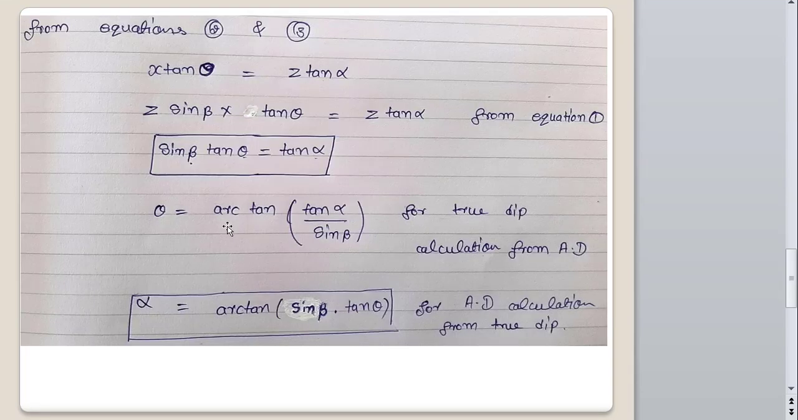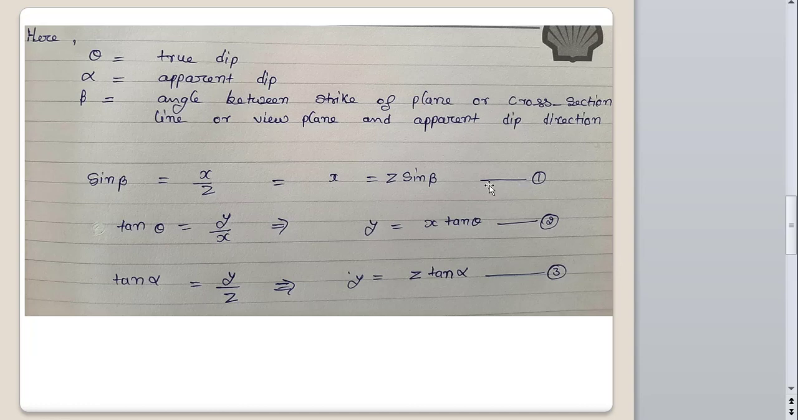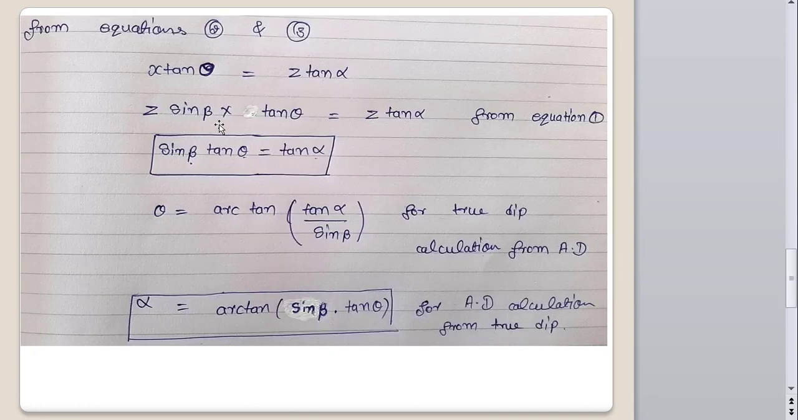If we compare equations 2 and 3, x tan theta is equal to z tan alpha. We put the x value from equation 1 in this expression. So z sine beta into tan theta is equal to z tan alpha. The z's cancel, and sine beta tan theta is equal to tan alpha.